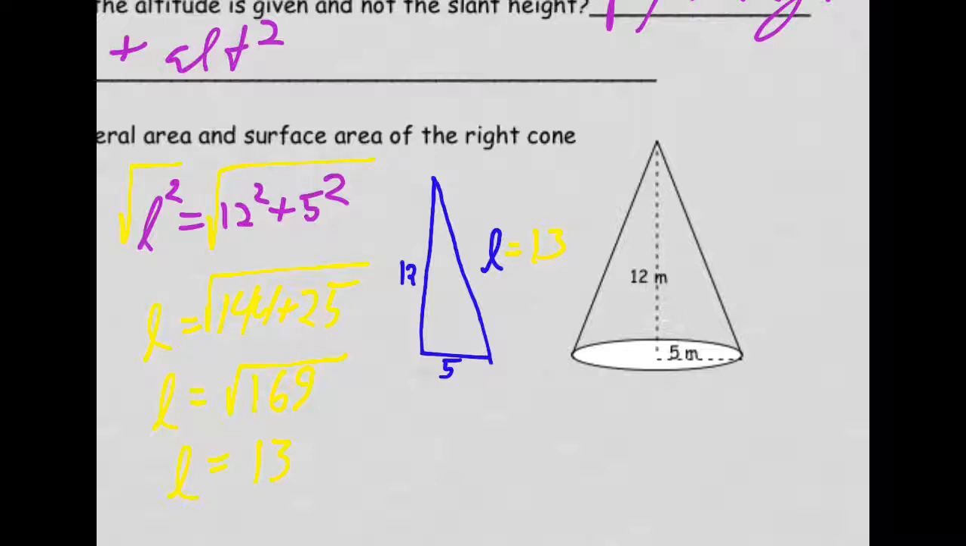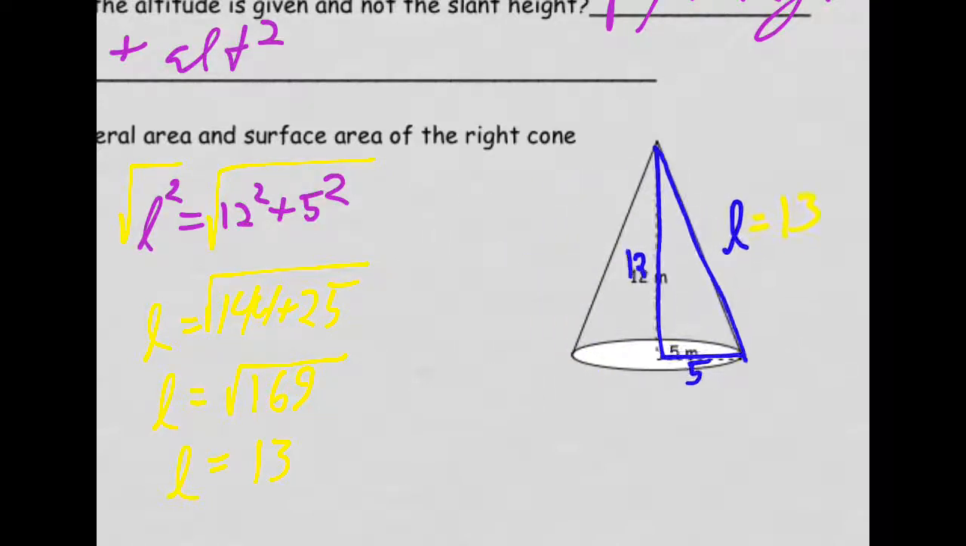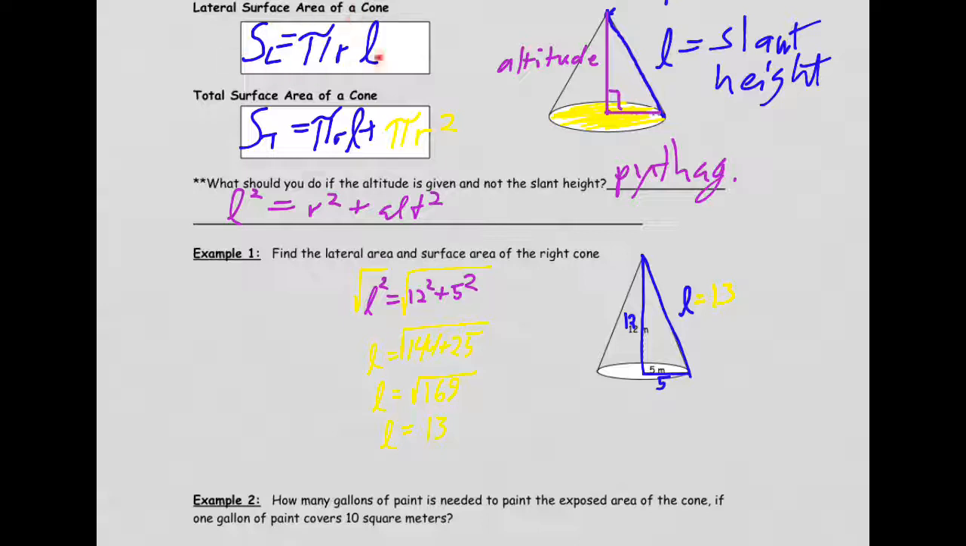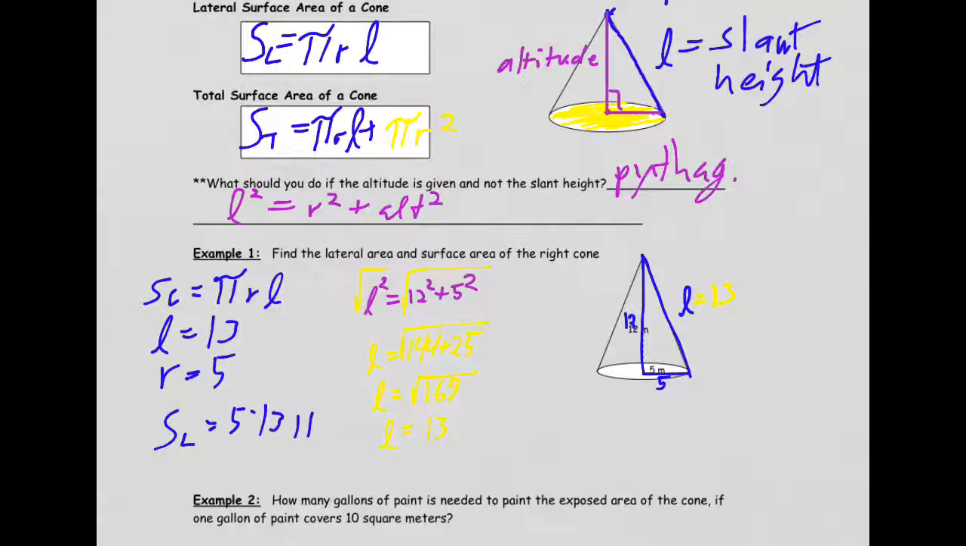So now I can go ahead and put that back on my cone right there. And I can write down from over here my lateral surface area, SL equals pi r L, where L is equal to 13 and my radius is 5. So SL equals 5 times 13 times pi, or 65 pi meters squared. So now I've got to find my total surface area.